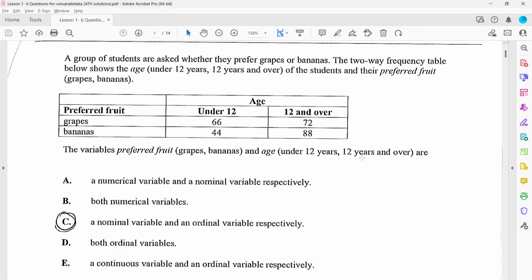But it's ordinal because it can be ordered from, I guess, smallest to largest, which is under and then over, which comes second. Keep in mind the word respectively, okay? Make sure you look in order the way the question's asked. So nominal belongs to the fruit, and ordinal belongs to age.